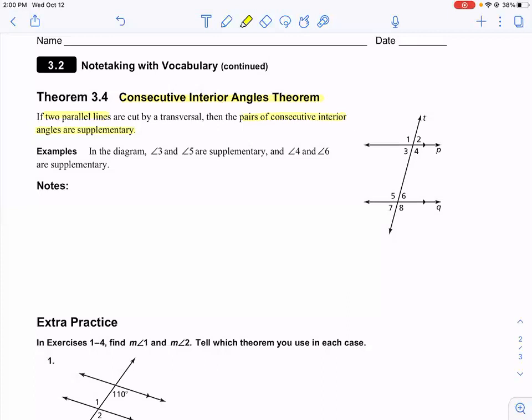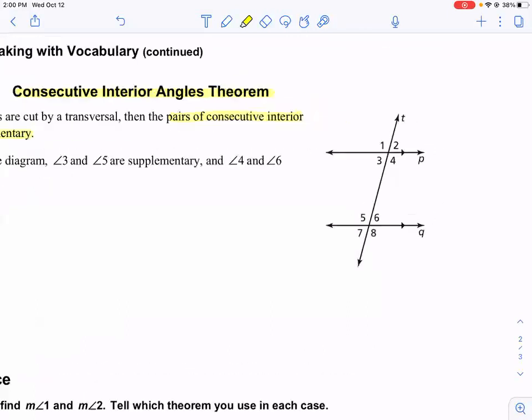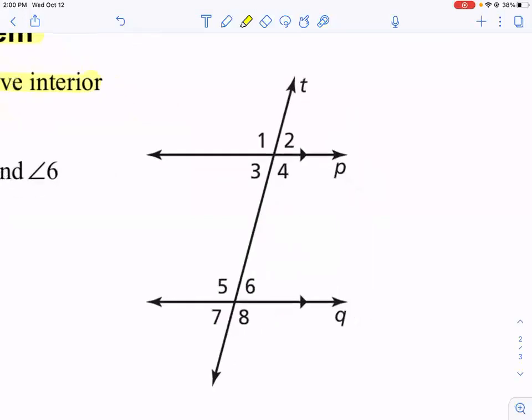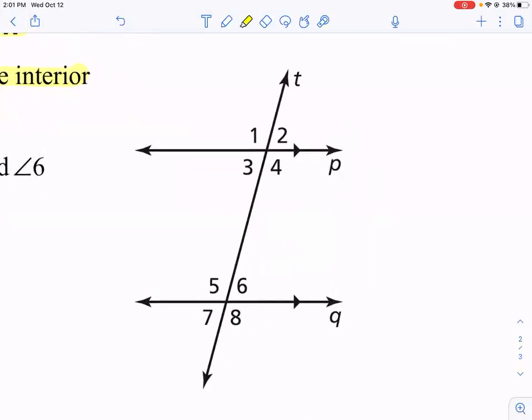Okay. So consecutive interior angles are supplementary. If I zoom in here, Harper, give me a pair of consecutive interior angles. 2 and 4. I disagree. So interior, hold on. I agree that 4 is interior.